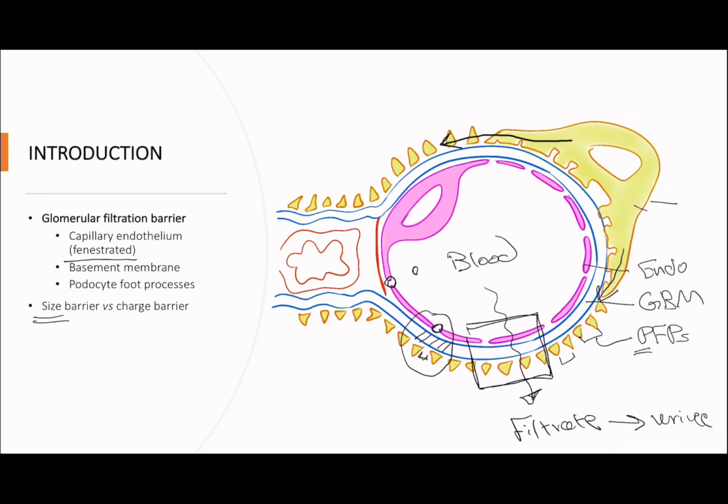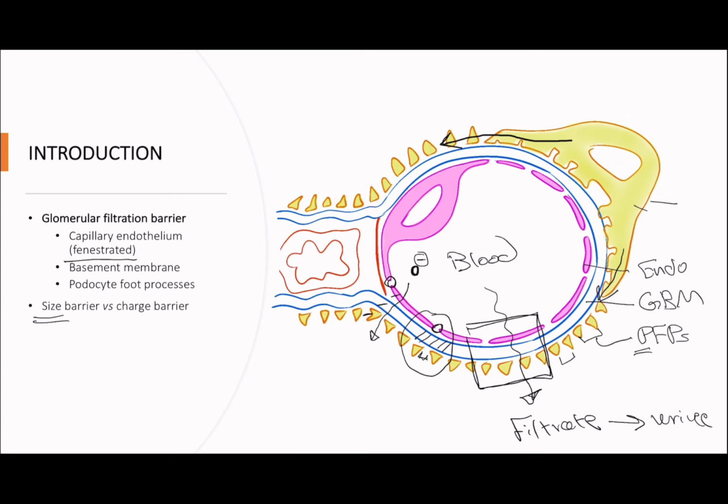Albumin, which is very important to our discussion, is actually a small protein. Theoretically, it should be able to pass through these holes and spaces. However, in a healthy kidney, this does not occur. The reason is because albumin is a negatively charged molecule, and the glomerular basement membrane has a negative charge in all of its three layers.